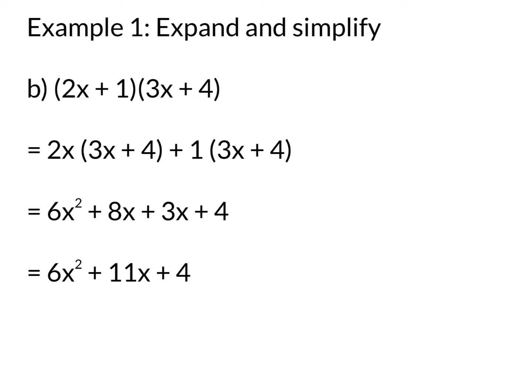For the second one, we're going to do the exact same. Multiply everything in the first bracket by the second bracket. So we'll start with that 2x at the front of the first bracket, multiplied by the 3x plus 4. And then take the plus 1 in the first bracket and multiply it by the 3x plus 4. Expanding that, you get 6x squared plus 8x plus 3x plus 4. And collecting like terms, you get 6x squared plus 11x plus 4.